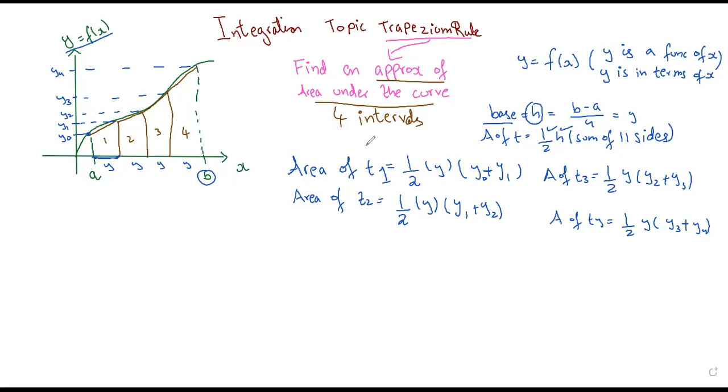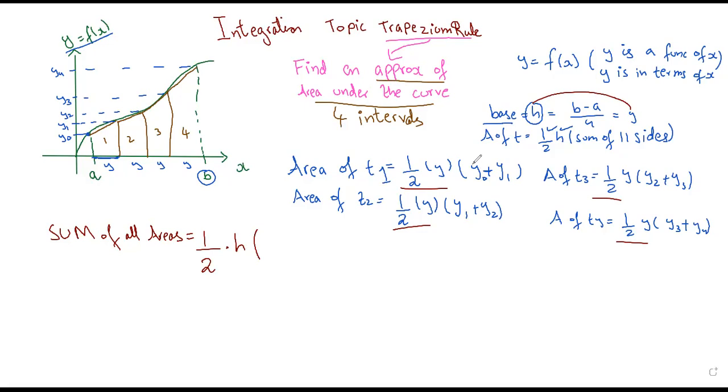Okay, so you need to see one thing: the approximation of the area under this curve would be the sum of all these. So I'll write down the sum of all areas. 1 by 2 y is common, so I'll write down 1 by 2. Instead of y, I use h, because h is the general term and it's good that you learn the formula with h. H and y are the same things, right? You can see this. Okay, so now I will write down these things. So I have y naught.